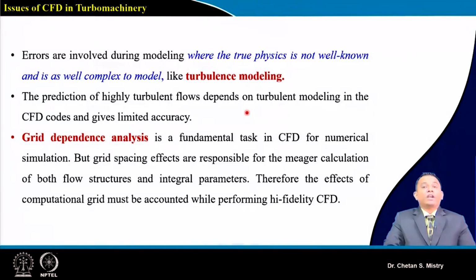We need to go with a grid independent study, which we have discussed. This is a very important aspect when we are looking at flow structure and internal flow parameter calculation. The effect of the computational grid must be accounted for while performing high fidelity CFD. Suppose we are talking about LES simulation, where this grid independent study is required, a very fine mesh is needed in order to capture those eddies.